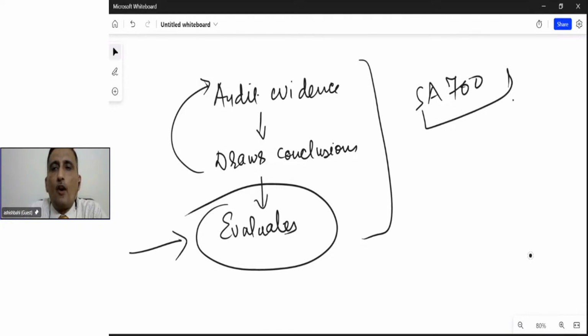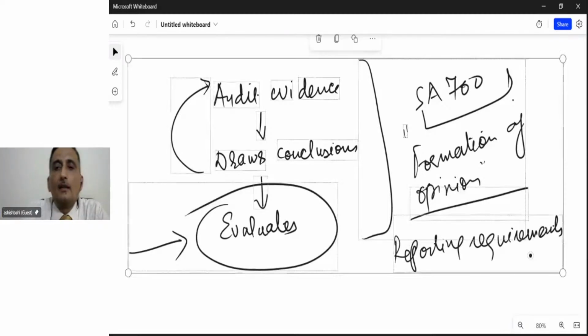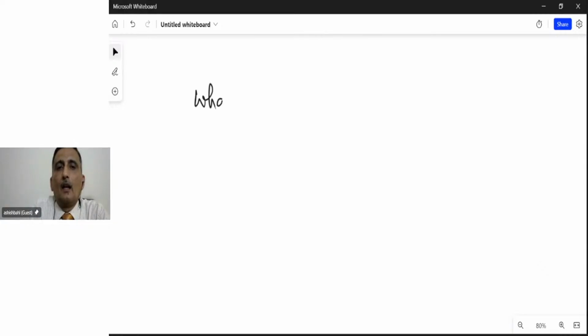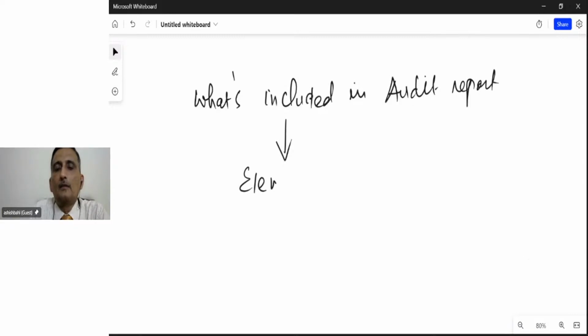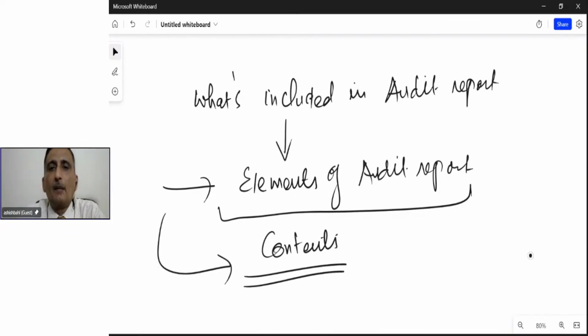SA 700 relates to formation of opinion and reporting requirements. How does an auditor form an opinion, and what are the reporting requirements in this regard? Like what is to be included in the audit report? This is also dealt with in SA 700. What are the elements of an audit report? Elements basically means contents. What should be the contents of a standard audit report? So all these things are discussed in SA 700.